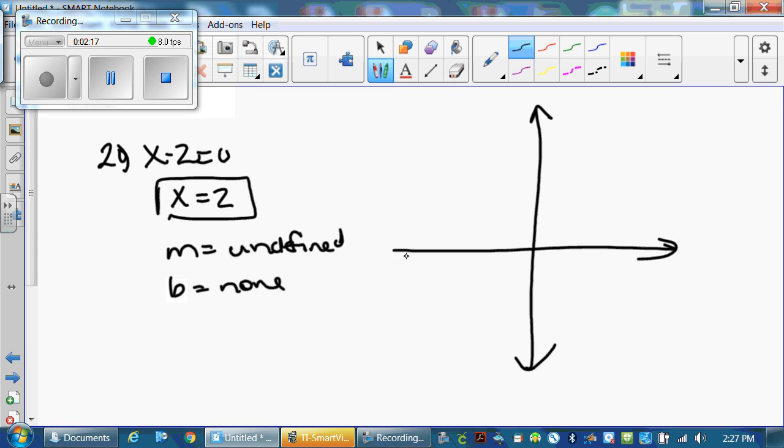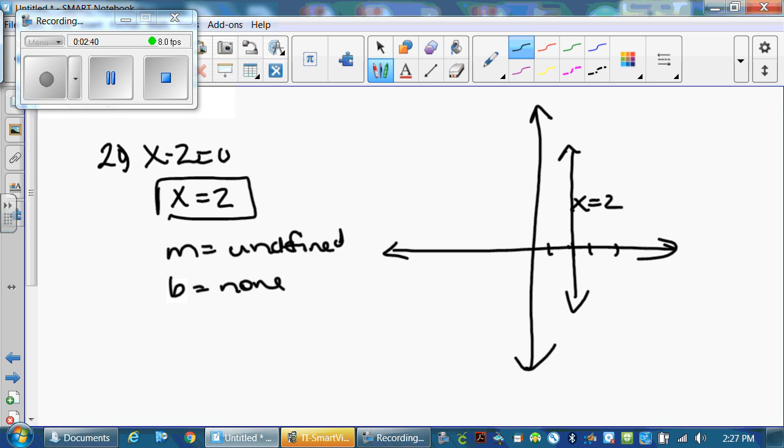What x equals 2 looks like is I would go to 2 on the x-axis, and I would draw a line, and every single point on this line has an x value of 2. It goes through (2, 0), (2, 1), (2, 2), (2, 3), (2, 4), (2, 5), (2, -1), (2, -2), (2, -3). Every point on this line has an x value that's 2.